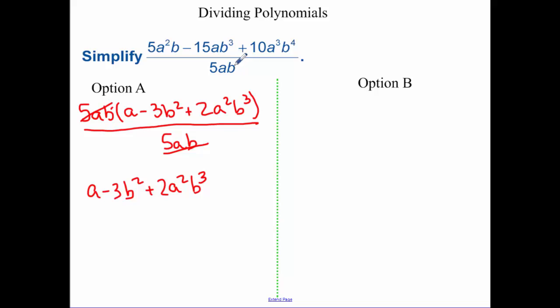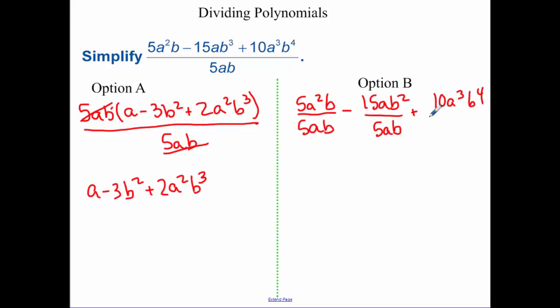So there's nothing being added or subtracted on the bottom, so you can separate this out into individual fractions. By that I mean you can put the first term on the top over your denominator. You can put the second term on the top over your denominator. And then you can put the third term on the top over your denominator.